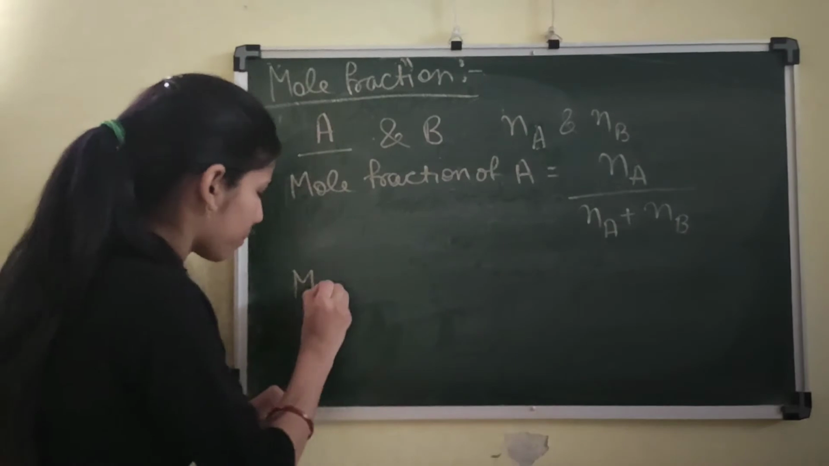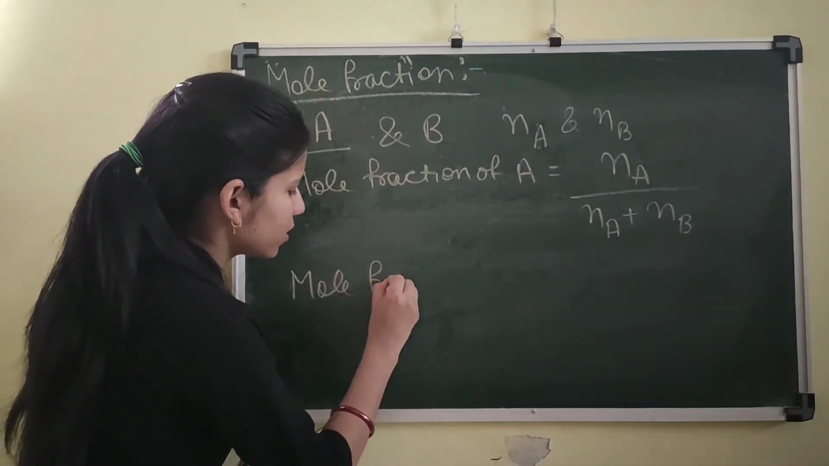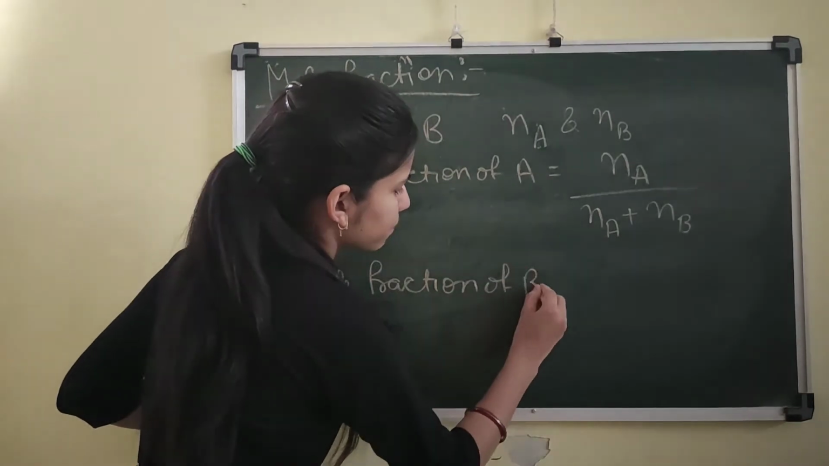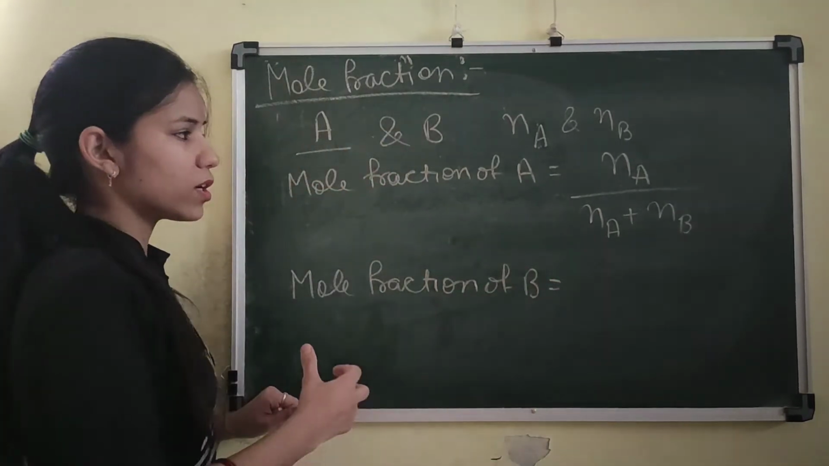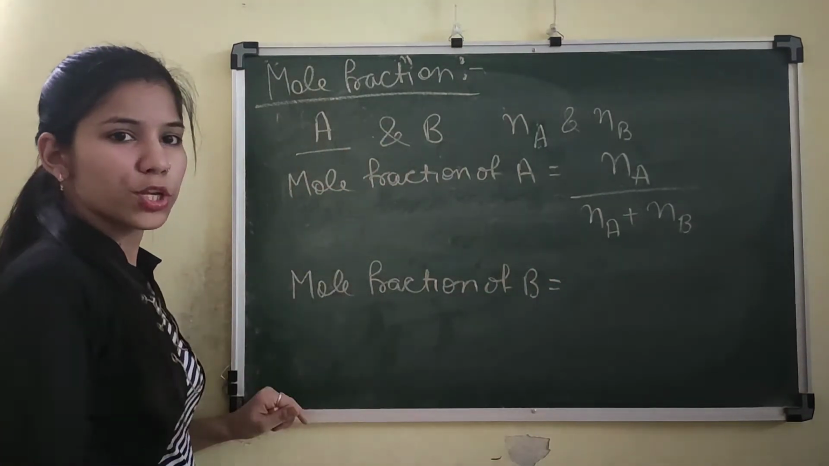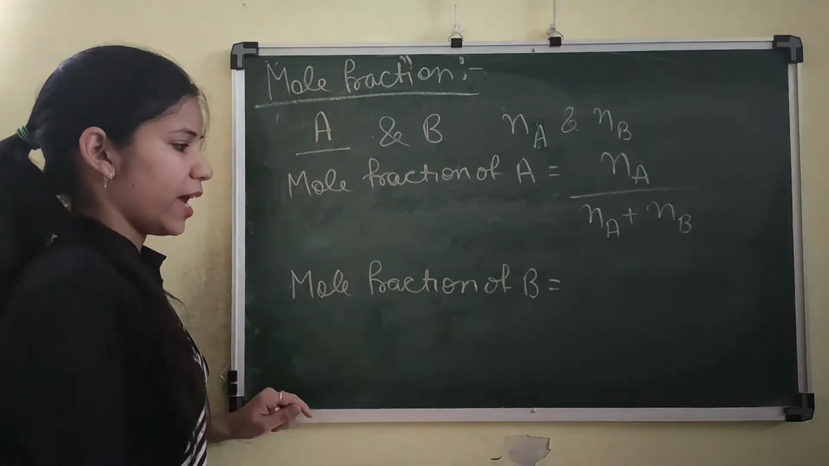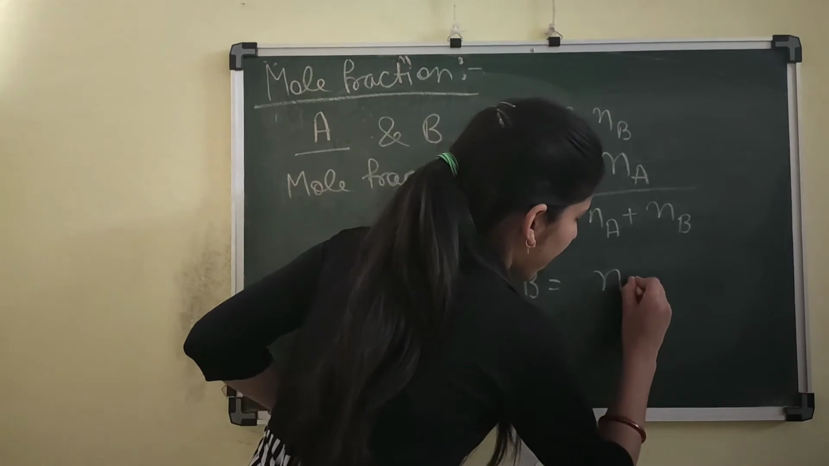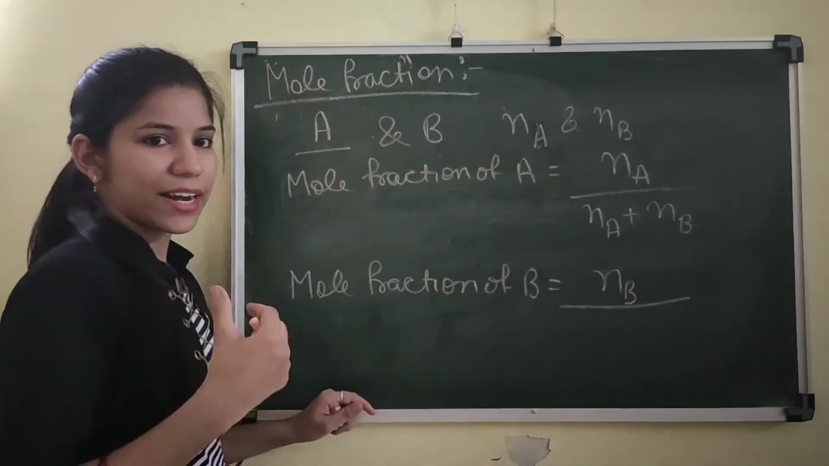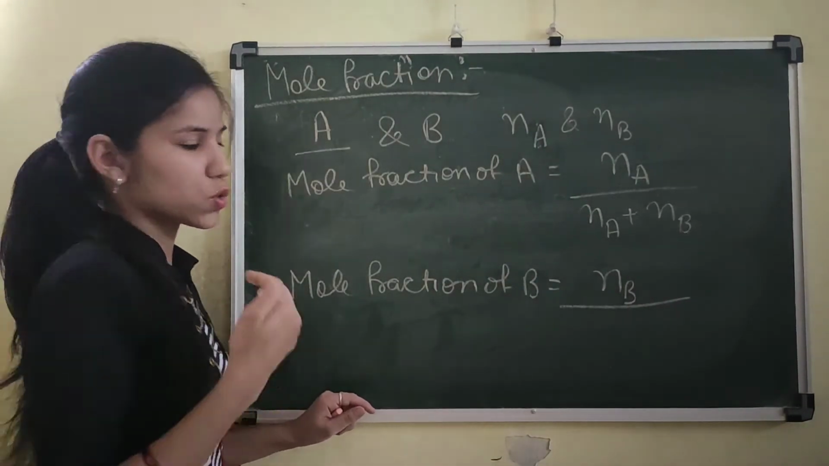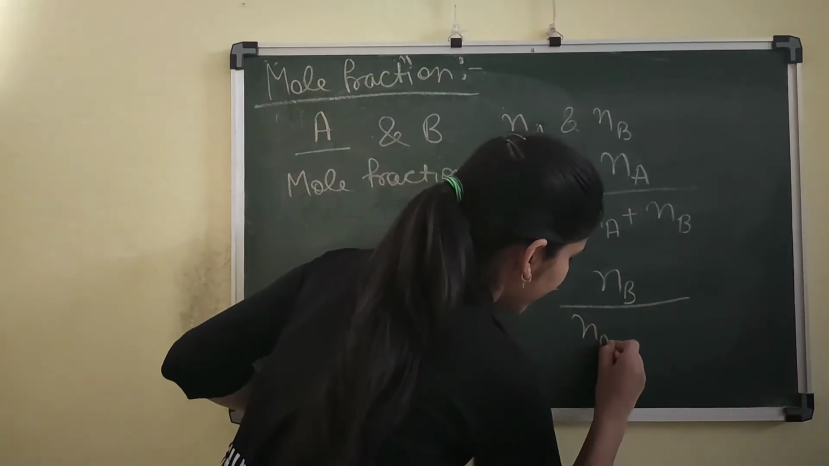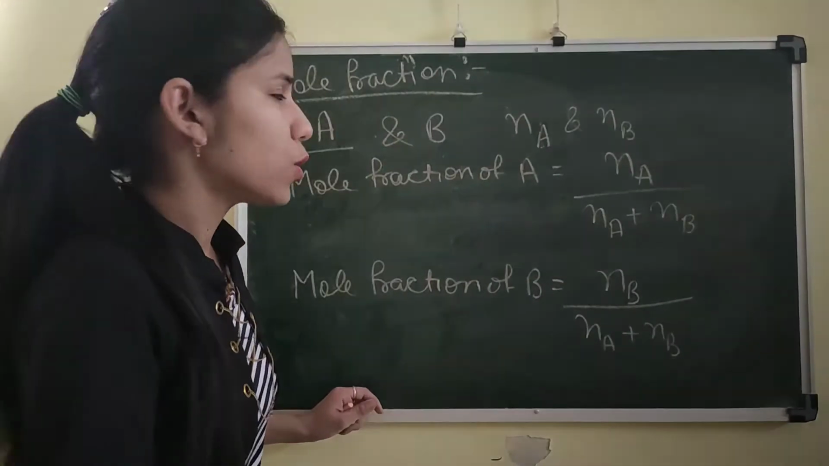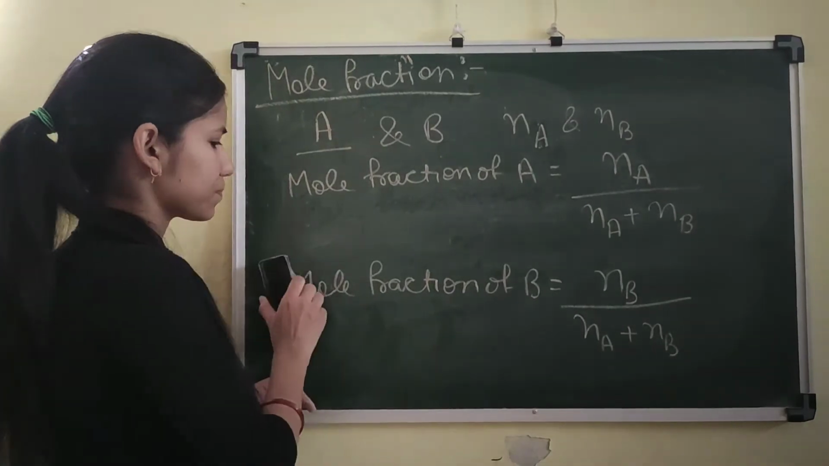Now the mole fraction of B is also equal to the ratio of the number of moles of a particular component, in this case B, that is Nb, divided by the number of moles of solution, that is Na plus Nb. Now we move on to molarity.